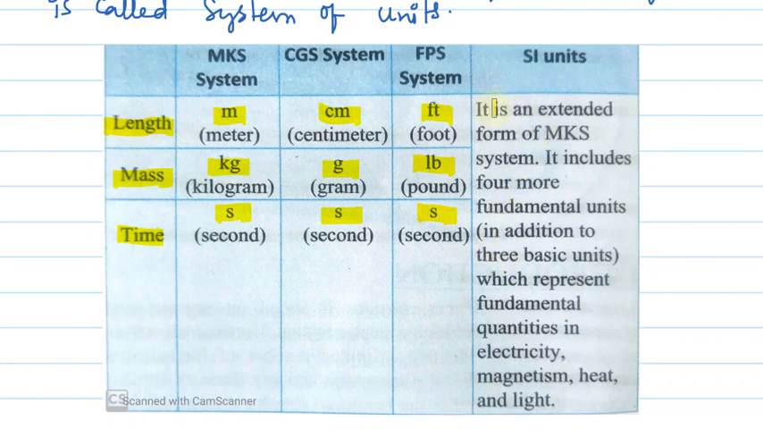And in SI system, it is similar to MK system. SI system, International System of Units, which is similar to MK system. It includes 4 more fundamental units. What are those? One is unit of electricity, unit of magnetism, unit of heat, and unit of light. And what is the unit in electricity? That is electric current, which is measured in ampere, right? And heat, that is temperature, measured in Kelvin. And light, it's nothing but luminous intensity measured in candela. So these are some additional units that are included along with the 3 fundamental units in the 3 different systems.